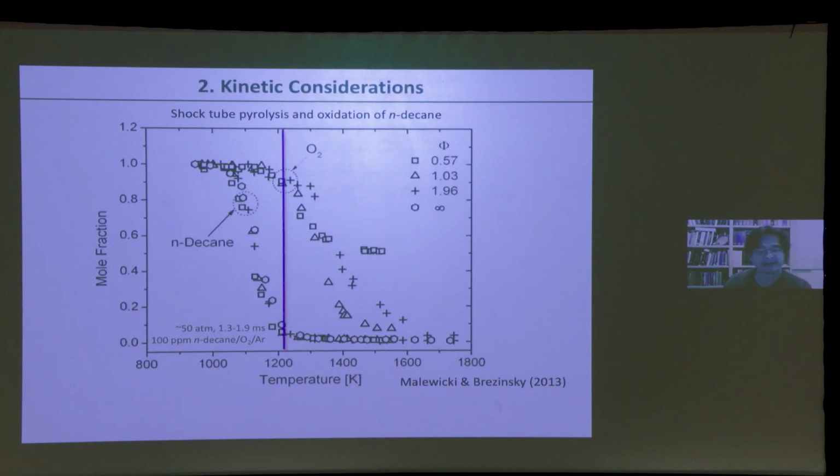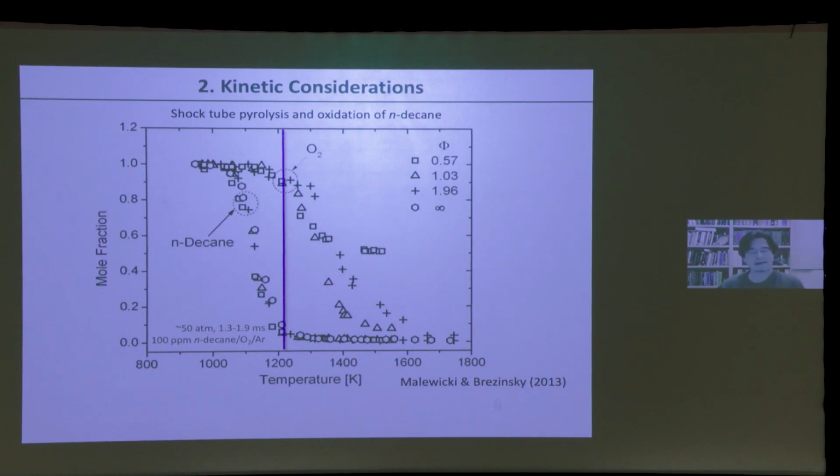If I draw a line here around 1200 Kelvin, did you notice? The n-decane is all gone by 1200 Kelvin. Not much oxygen has been consumed. So where did the n-decane go? It can only go to pyrolytic products. In other words, whether you do pyrolysis or oxidation, fuel always decomposes first. And notice that at different equivalence ratios, from lean to pure pyrolysis with infinite equivalence ratio, you do not see variation in those symbols in the mole fraction of the fuel. In other words, the presence of oxygen almost never impacts the pyrolysis condition.